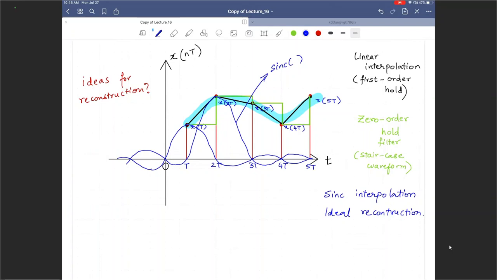So in this slide, we have taken a look at three things, right? Given a set of samples, can you do a sample and hold? Hold the value of the sample until you get the next one, right?